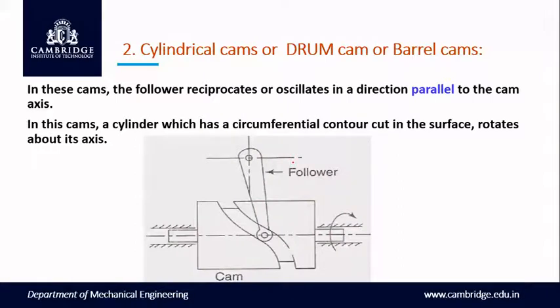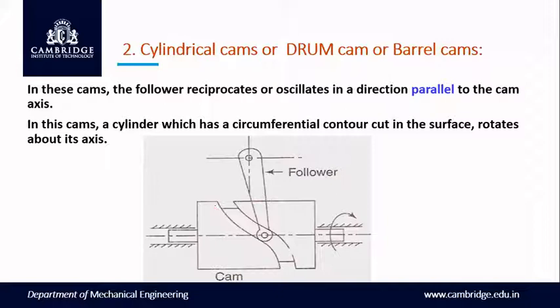The next type of cam is the cylindrical cam. It's also called a drum cam or barrel cam. In these cams, the follower reciprocates or oscillates in the direction parallel to the cam axis, whereas in the previous type, the radial cam, the follower reciprocates perpendicular to the cam axis. But in cylindrical cams, we can see the follower moves parallel to the cam axis. So in this cam, the cylinder has a circumferential contour.